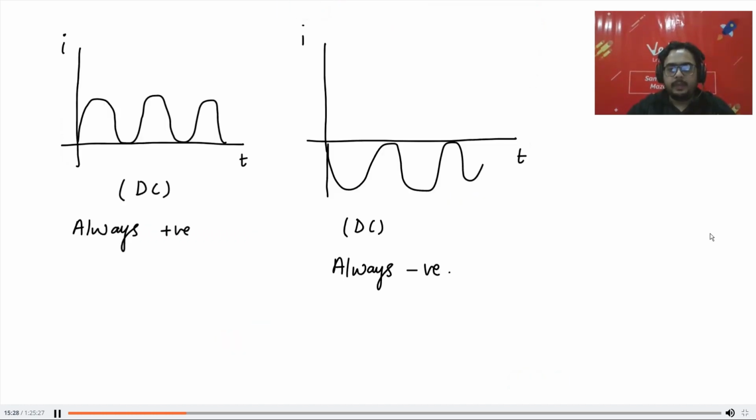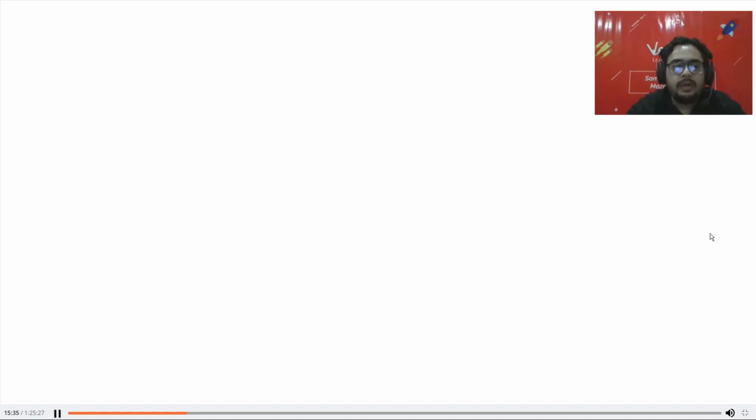Okay. So basically you have to see it should either be positive all the time or it should be negative. Okay. Chalo, now what is alternating current? उसके ऊपर आते हैं. This we have already studied.